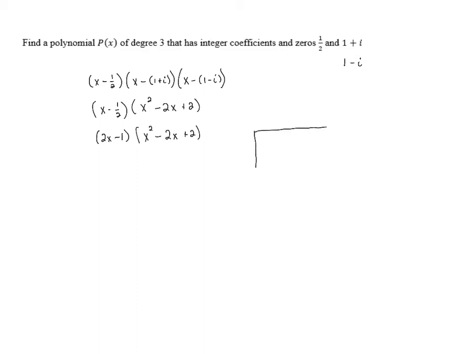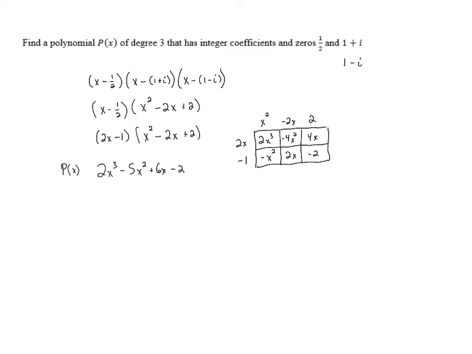We're still going to have to set up a table to multiply this binomial by a trinomial, but it's much easier when we don't have any fractional coefficients. So when we multiply, we get 2x cubed, negative 4x squared, 4x, negative x squared, positive 2x, and negative 2. And when we combine like terms, we get 2x cubed minus 5x squared plus 6x minus 2.